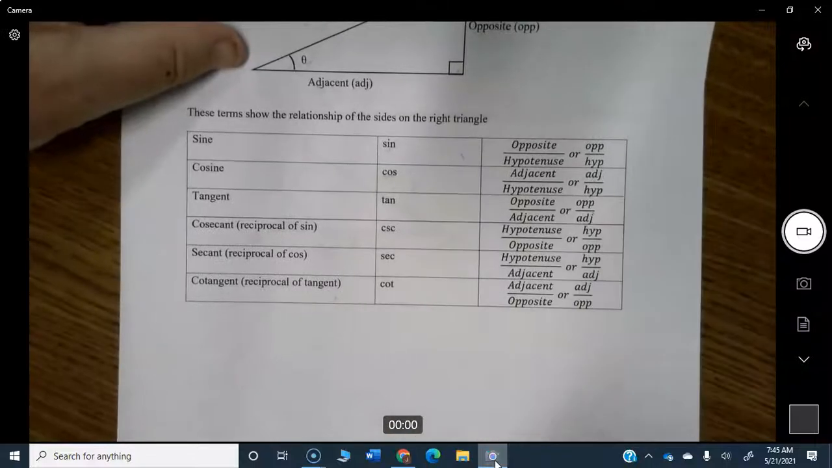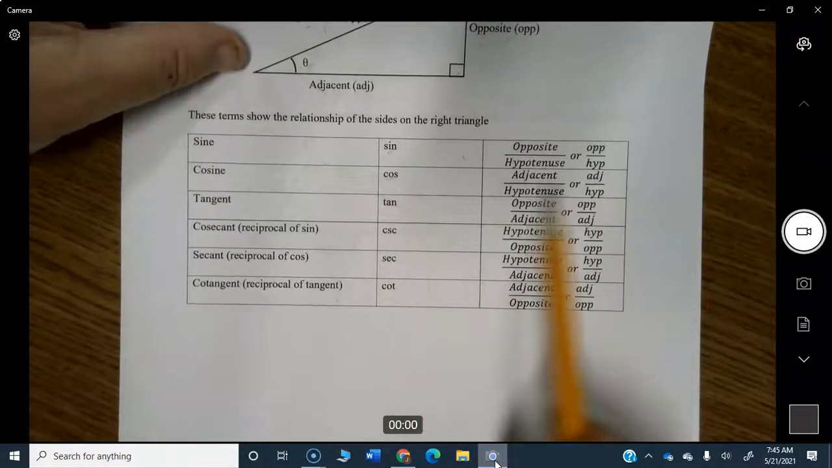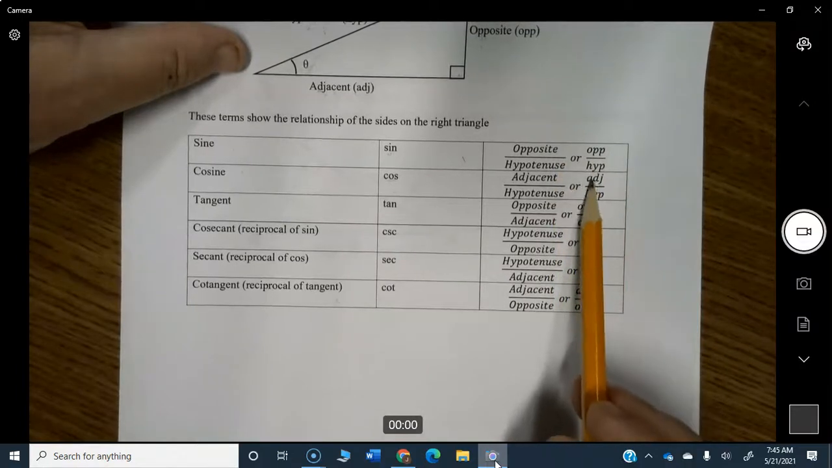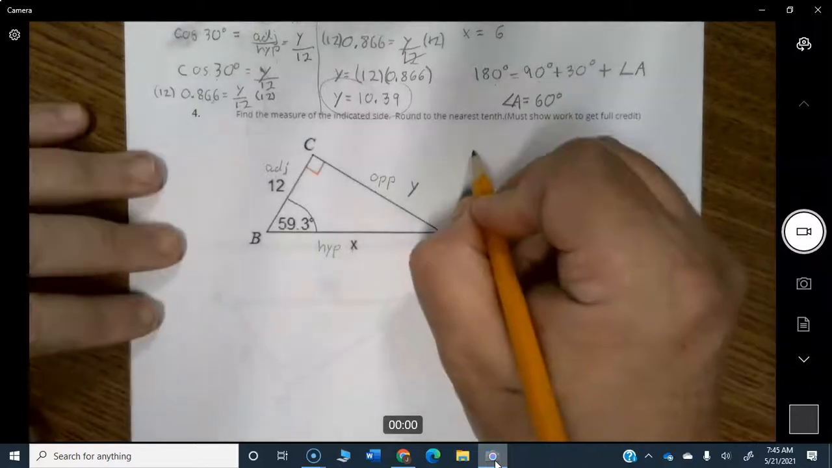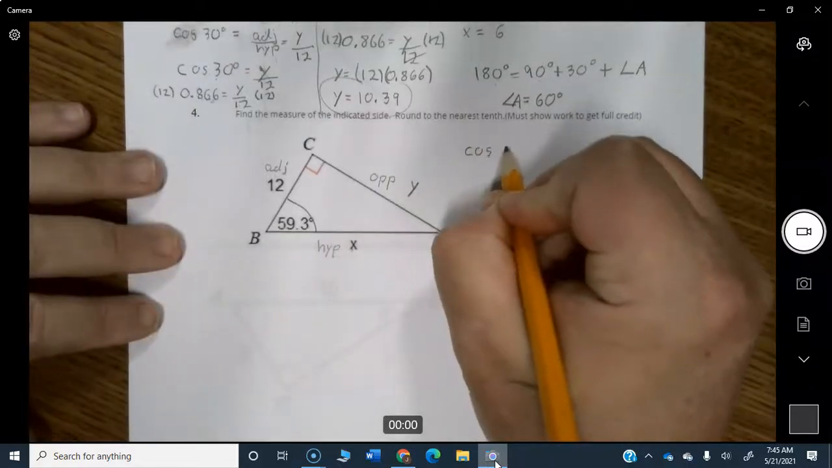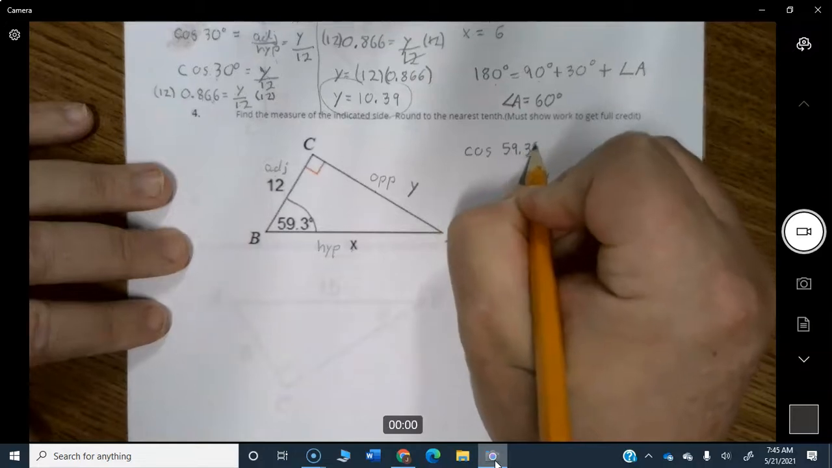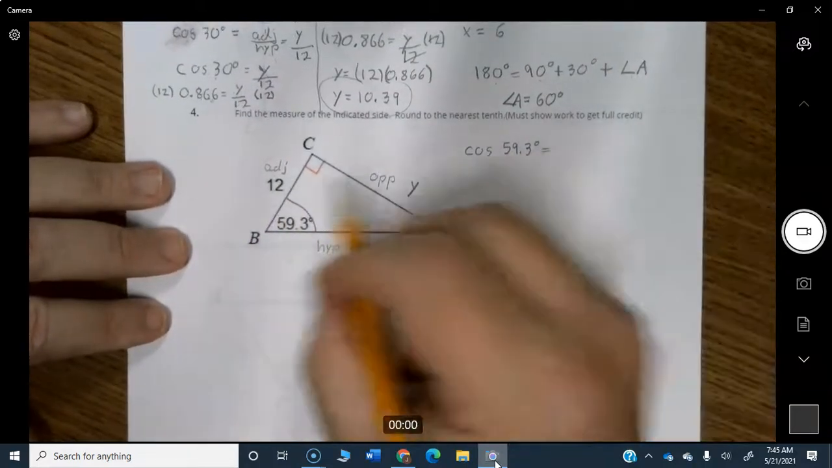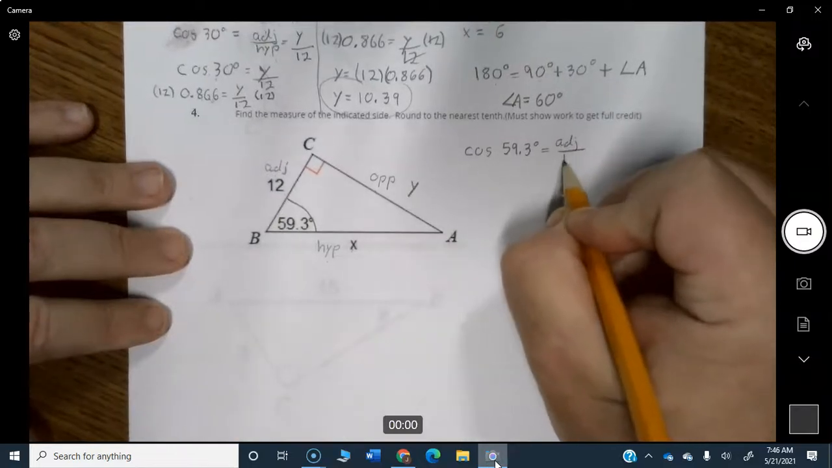Okay. And let's see, there it is. Adjacent over hypotenuse is cosine. The other two don't have adjacent and hypotenuse, only the cosine, and it's adjacent over hypotenuse. So it's going to be the cosine of 59.3 degrees is going to equal the adjacent over the hypotenuse.